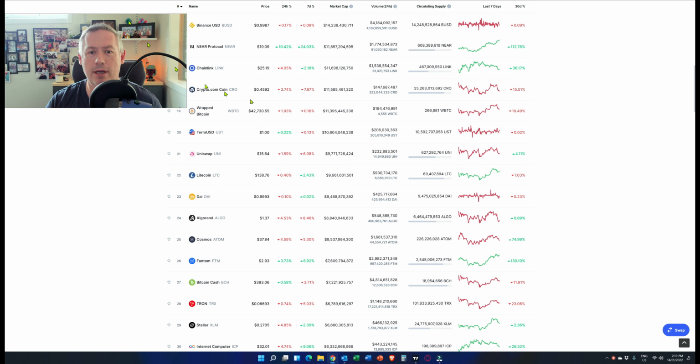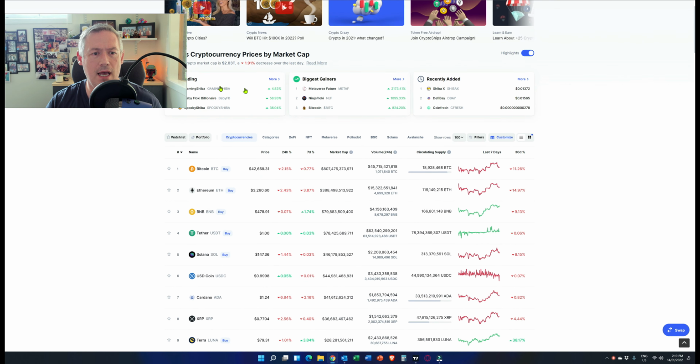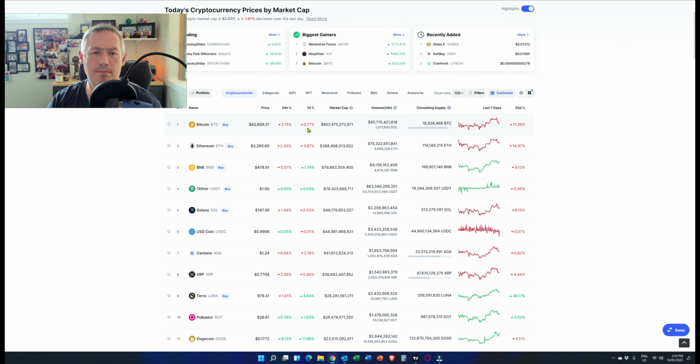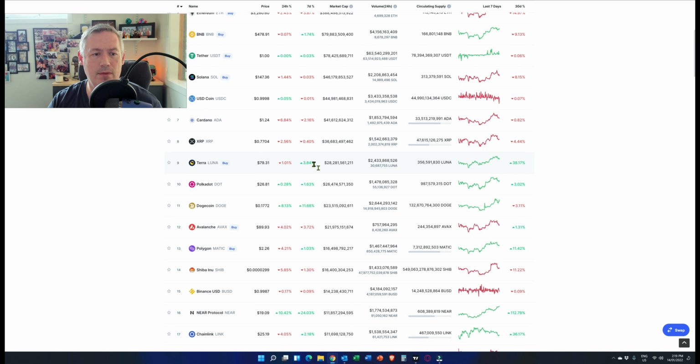We go over and have a look at where things have been for the last 7 days. Again, we're looking at the coin market cap here. And we can see that over the last 7 days, Bitcoin's still down 0.77%. Ethereum is down 3.87%. BNB is up 1.74%. Tether stablecoin, pretty much stable. Terra Luna's up 3.8%. Actually, Terra Luna's doing really well, 38% up for the last 30 days, which is good to see for Terra holders. Polkadot is up by 1.6%.